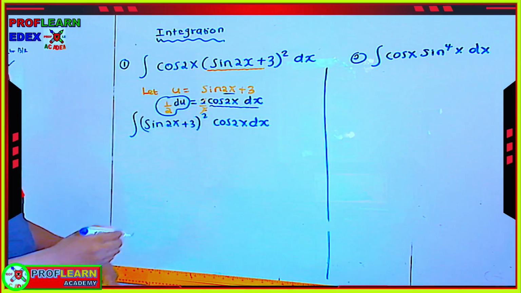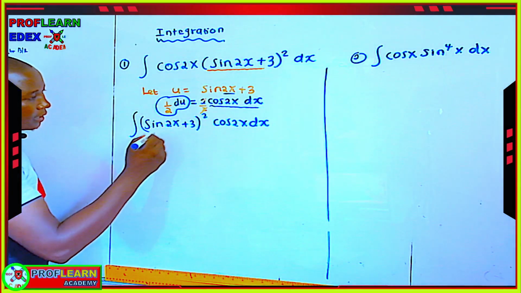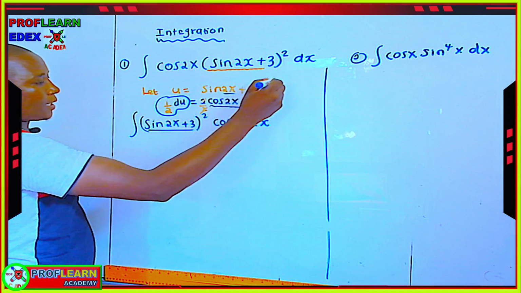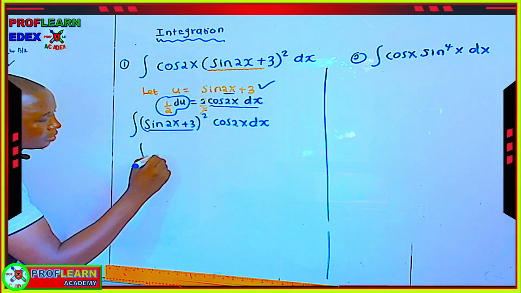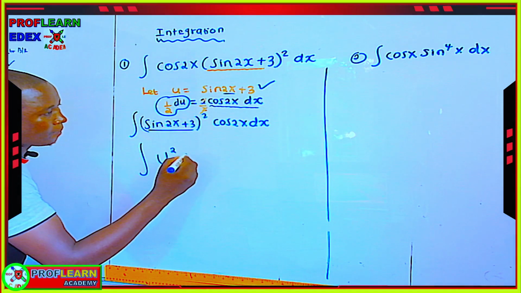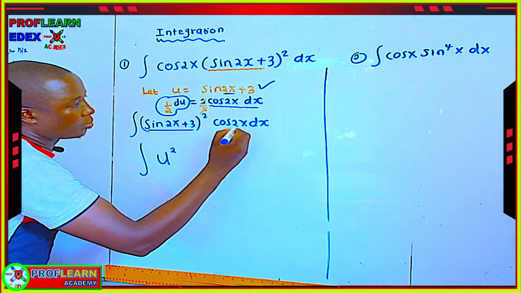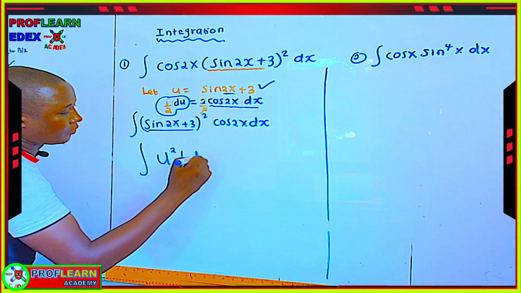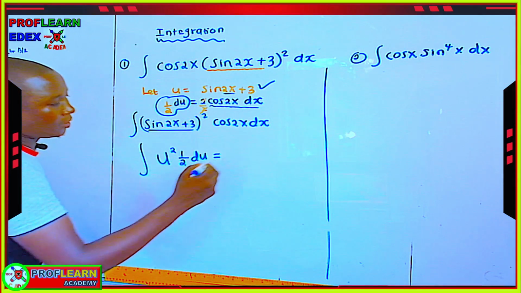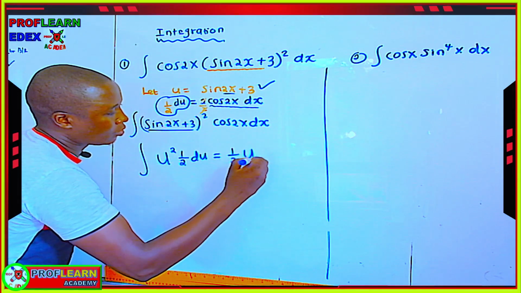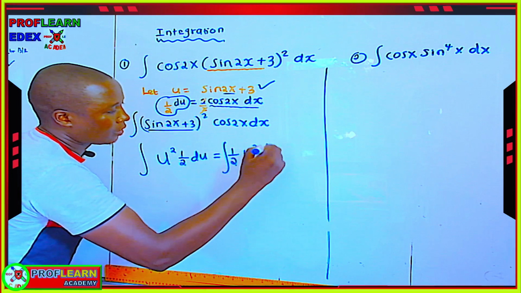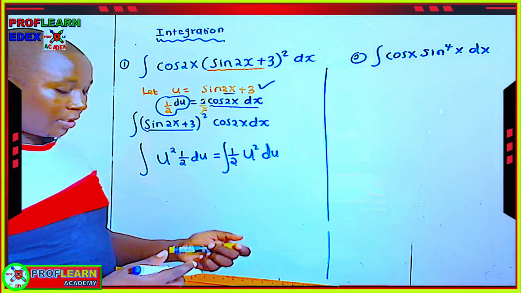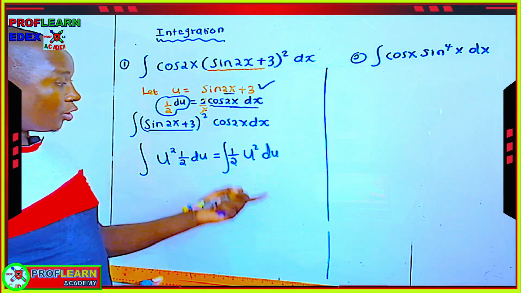which is a half du. So meaning we shall replace also this one with u, because we had said let u be that. So our integral becomes u raised to power 2, then cos 2x dx, we are going to replace with that with a half du. And this can simplify to 1 over 2 u squared integral du like that.